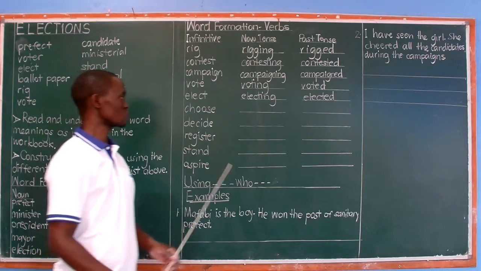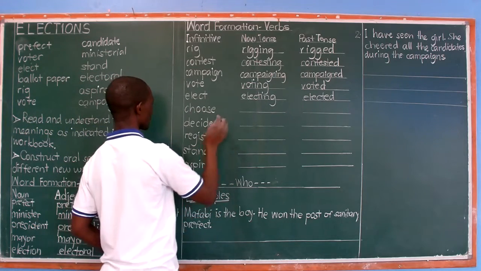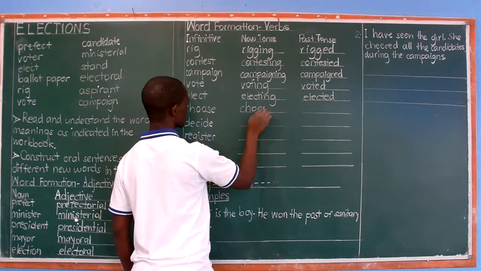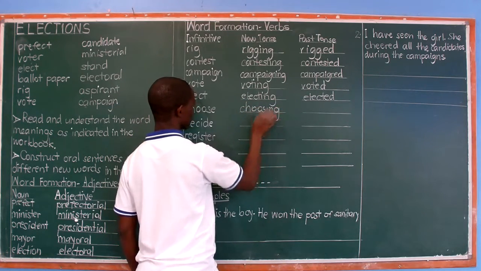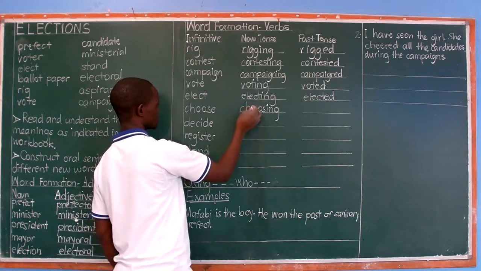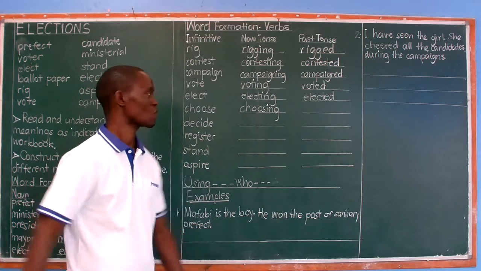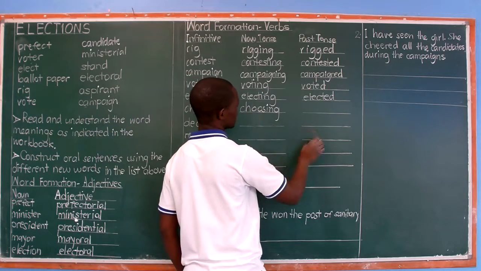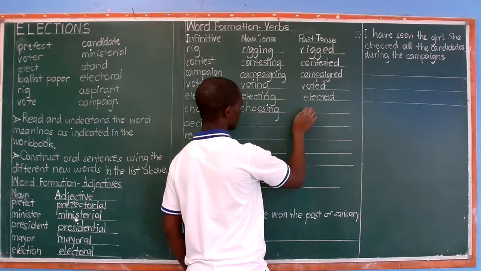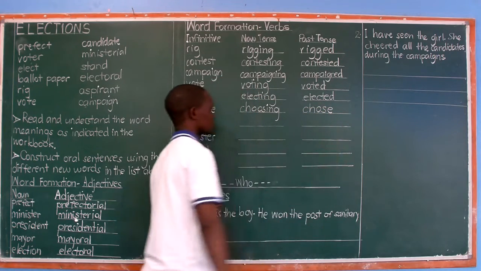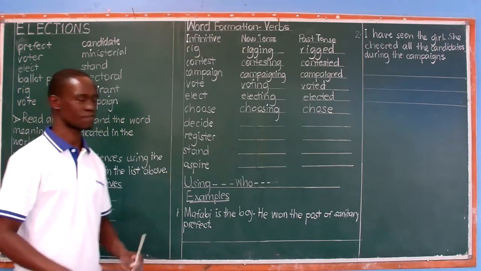Choose. If you are doing the act of choosing, we say you are choosing. We are choosing our new leaders now. Choosing. Then the past tense is chose. We chose our new leaders last week. Chose, with a single O, is the past tense of choose. Decide.